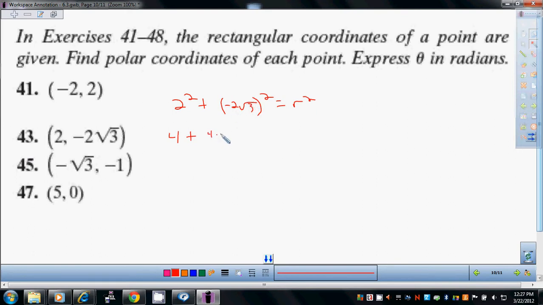What's the square root of 3 squared? 3. So, what's 4 times 3? There you go. That's this squared is 4 times 3. So 16 equals r squared. What's r? 4. That part's done.